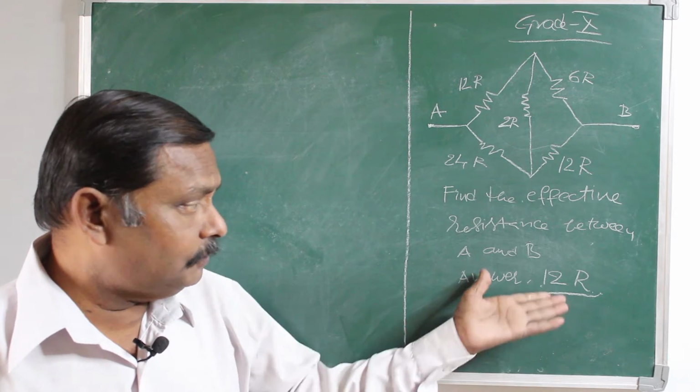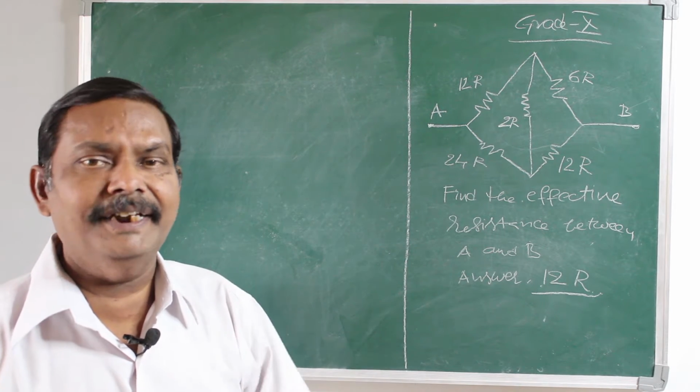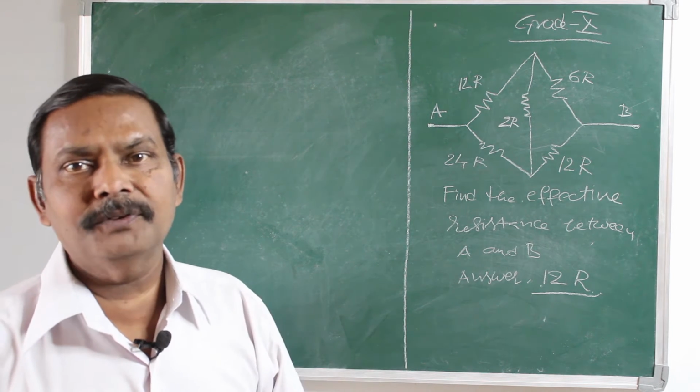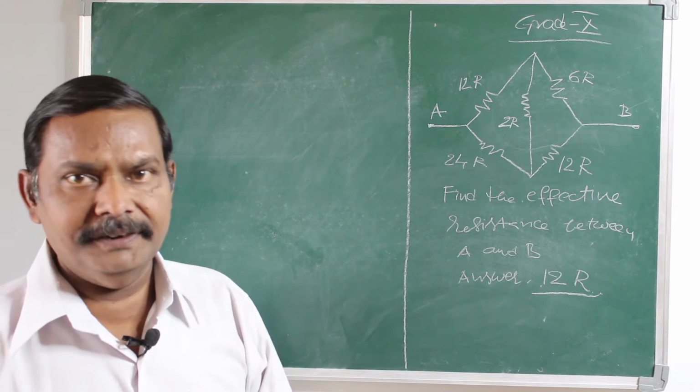Answer is very simple, 12R. By looking into this, I can say directly the answer is 12R. Then the question is how it comes to 12R. What is the reason behind it?